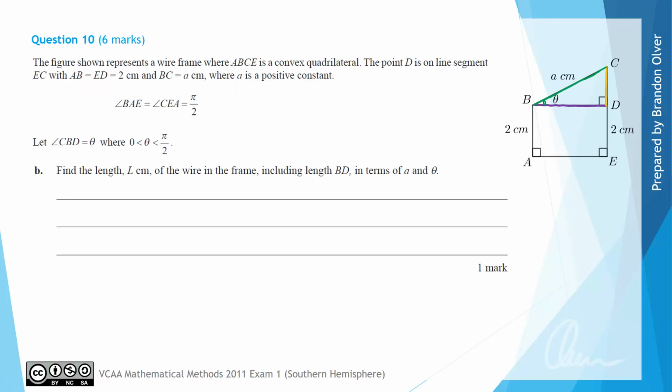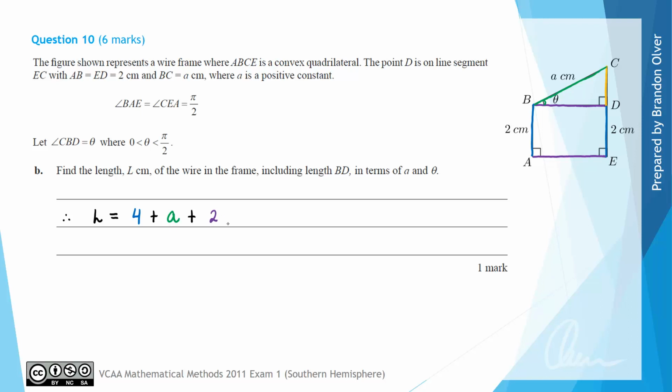For part B, we're asked to find the length L centimeters of the wire in the frame, which includes the length BD, which was in purple from before, and we want this expression in terms of A and theta. So therefore, the length L of the wireframe is going to equal, and using some colours to keep track of what we've done, this length here is equal to this length here, and they're both 2 centimeters. So 2 plus 2 is 4, and then we add on to that the length A, which is in green, and then we add on to that 2 lots of BD, because we've got one length here and a second length down the bottom, which is AE, but they're equal in length.